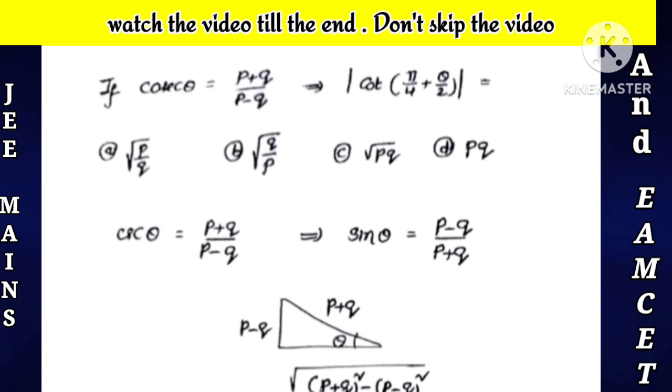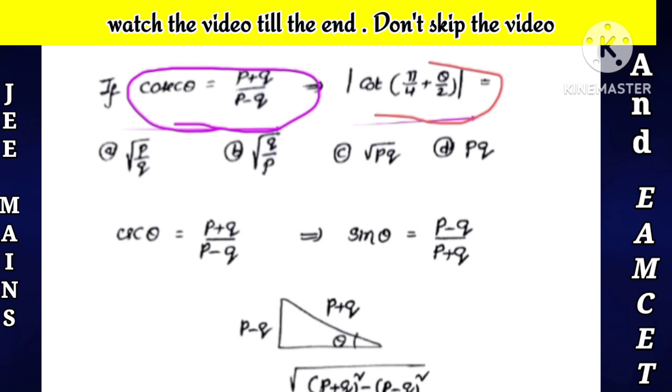The question is, if cosecant theta is equal to (p plus q) by (p minus q), then what is the value of cot of (pi by 4 plus theta by 2)? Okay. The value of the cosecant theta is given, that is equal to (p plus q) by (p minus q). You have to find the value of cot of (pi by 4 plus theta by 2). So first write the given value here.